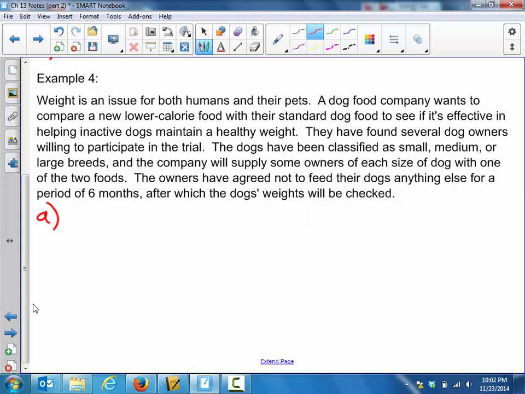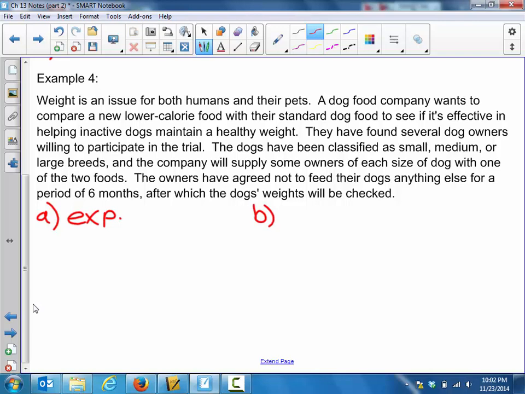Okay, last one here. Weight is an issue for both humans and their pets. A dog food company wants to compare a new low-cal food with their standard dog food to see if it's effective in helping inactive dogs maintain a healthy weight. They have found several dog owners willing to participate in the trial. The dogs have been classified as small, medium, or large breeds. The company will supply some owners of each size of dog with one of the two foods. The owners have agreed not to feed their dogs anything else for a period of 6 months, after which the dogs' weights will be checked.